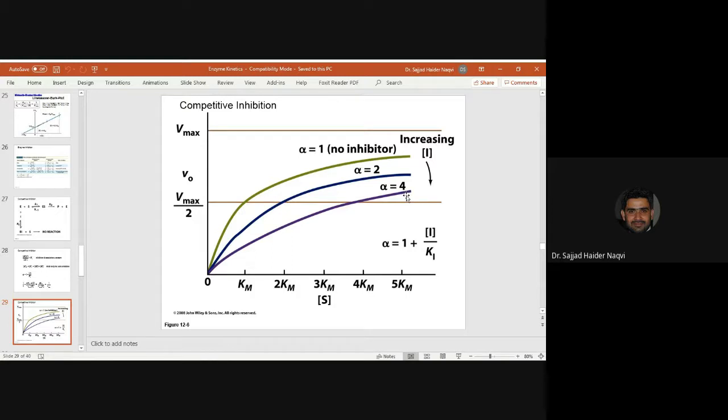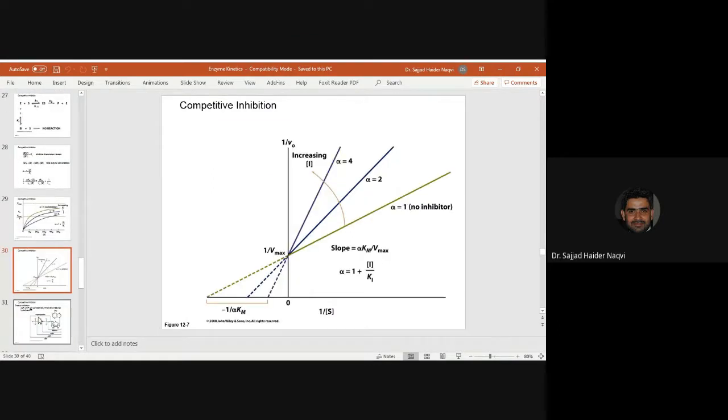So what did we conclude? We concluded that as a result of competitive inhibition, because the inhibitor is competing with the substrate for its binding onto the enzyme, the overall maximum velocity is decreasing. So the more the competitive inhibition, the less the Vmax will be. I think it's pretty much clear at this stage. Okay.